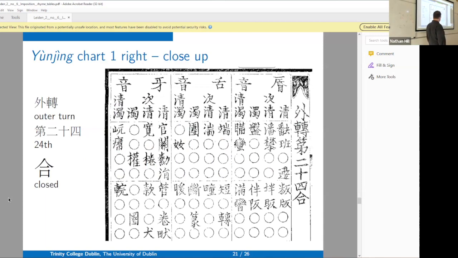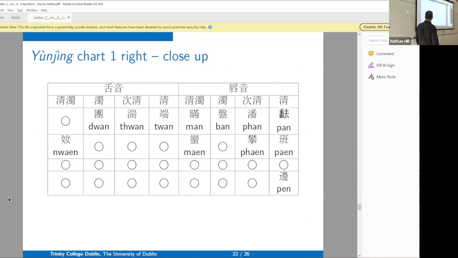Now, I was just showing you page 23 and page 1, but now they're both kaikou, so I need to prove that in fact some hukou pages exist. So here we go. This is page 24, which is an outer turn and it's closed. Now we look at it and sure enough, there's medial W here. And then some of you say, well, wait a second. There are no medial W's with the labial initials.